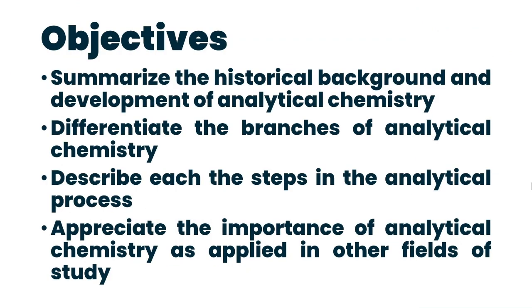Before we start, let's read our objectives muna. First one is to summarize the historical background and development of analytical chemistry. We will differentiate the branches of analytical chemistry. We'll describe each of the steps in the analytical chemistry. And in the analytical process, let's appreciate the importance of analytical chemistry as applied in other fields of study.